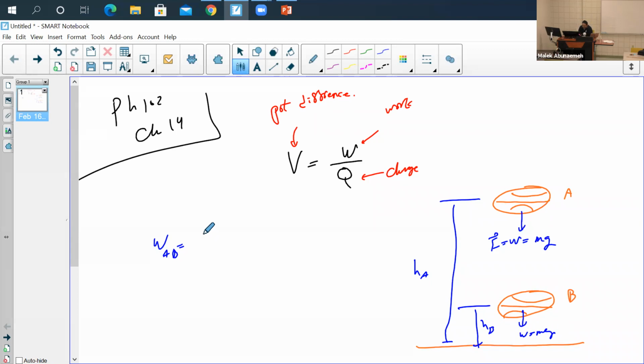your gravitational potential energy, which is going to be your mass times gravity multiplied by your height for ball A minus your mass times gravity multiplied by your height for ball B. That one is going to be your gravitational potential energy. We saw that before. And this one is going to be gravitational potential energy. So this is going to equal your gravitational potential energy for ball A minus gravitational potential energy for ball B.